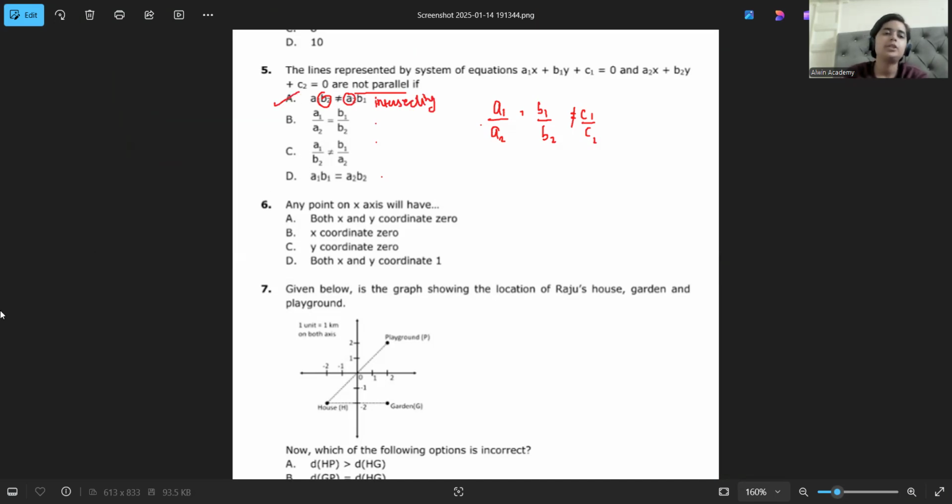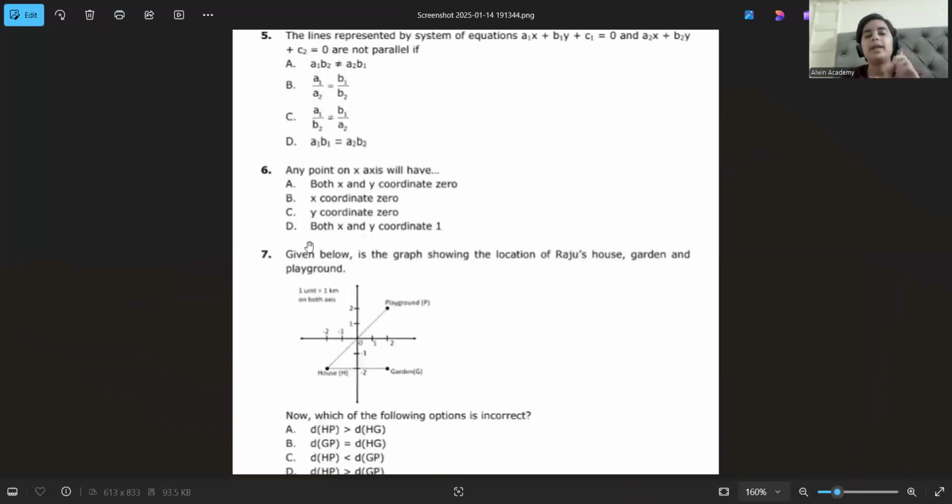Going to the next question, any point on the x-axis will have... Now, any point on the x-axis has a certain value for the x-coordinate, but its y-coordinate is always 0. So, the answer is option number C. Going to the next question, question number 7.